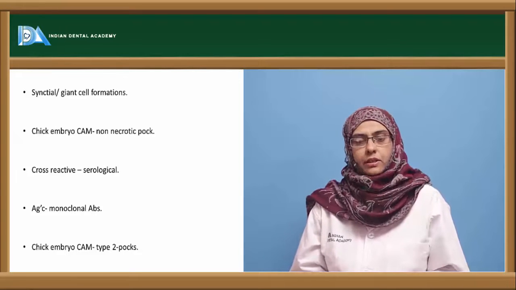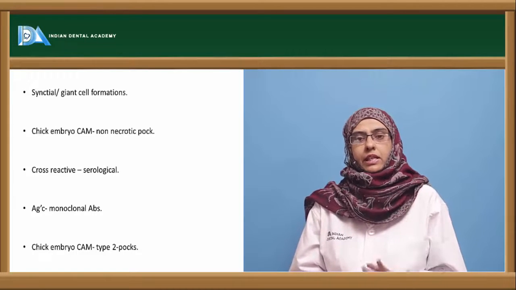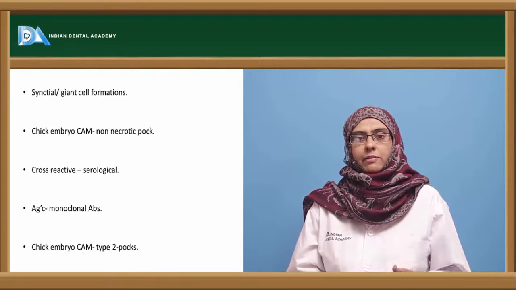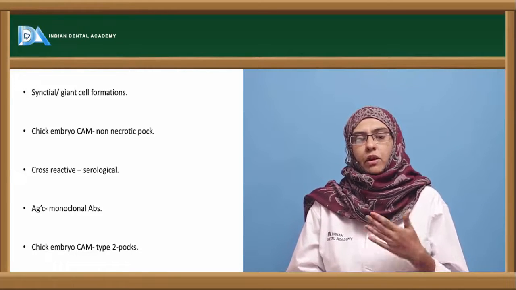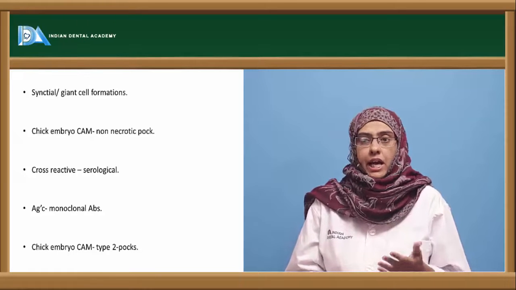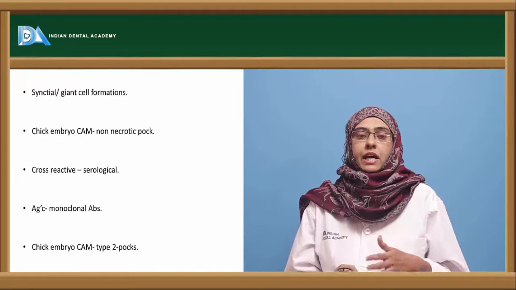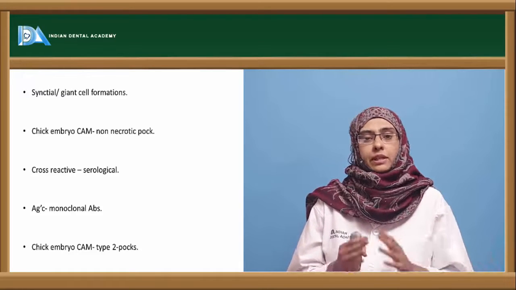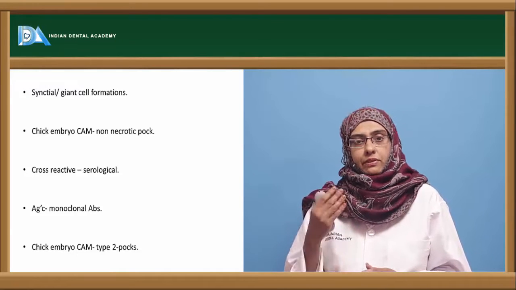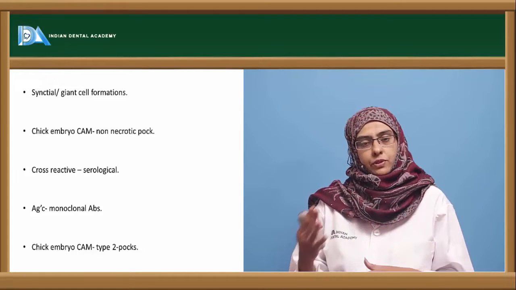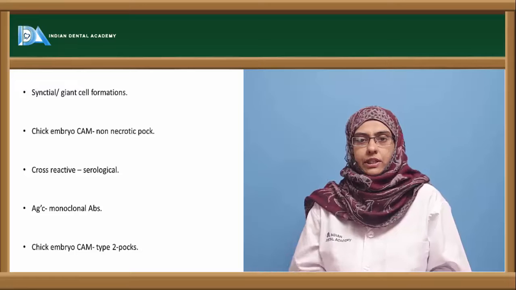This organism can be grown on the chick embryo chorioallantoic membrane, where the organism has the ability to produce white non-necrotizing pocks. Because there is antigenic similarity between human herpes virus 1 and human herpes virus 2, it is very necessary for us to distinguish between these two infections so that we can go for successful treatment.